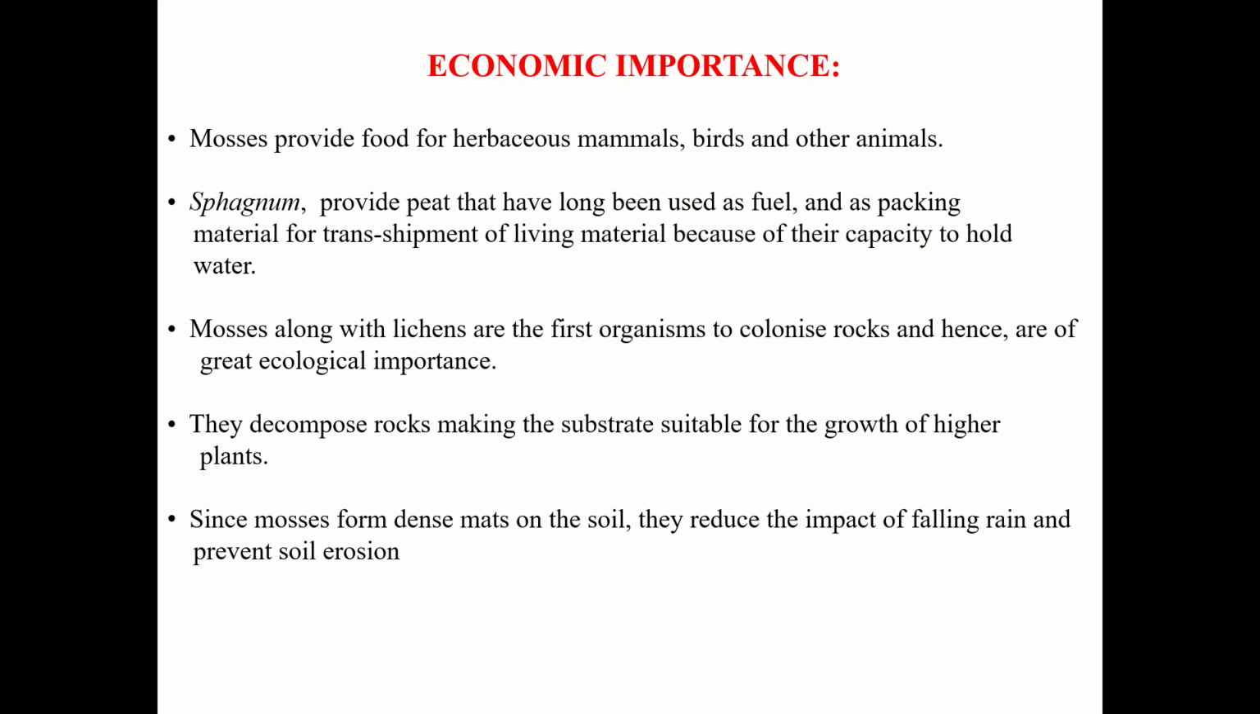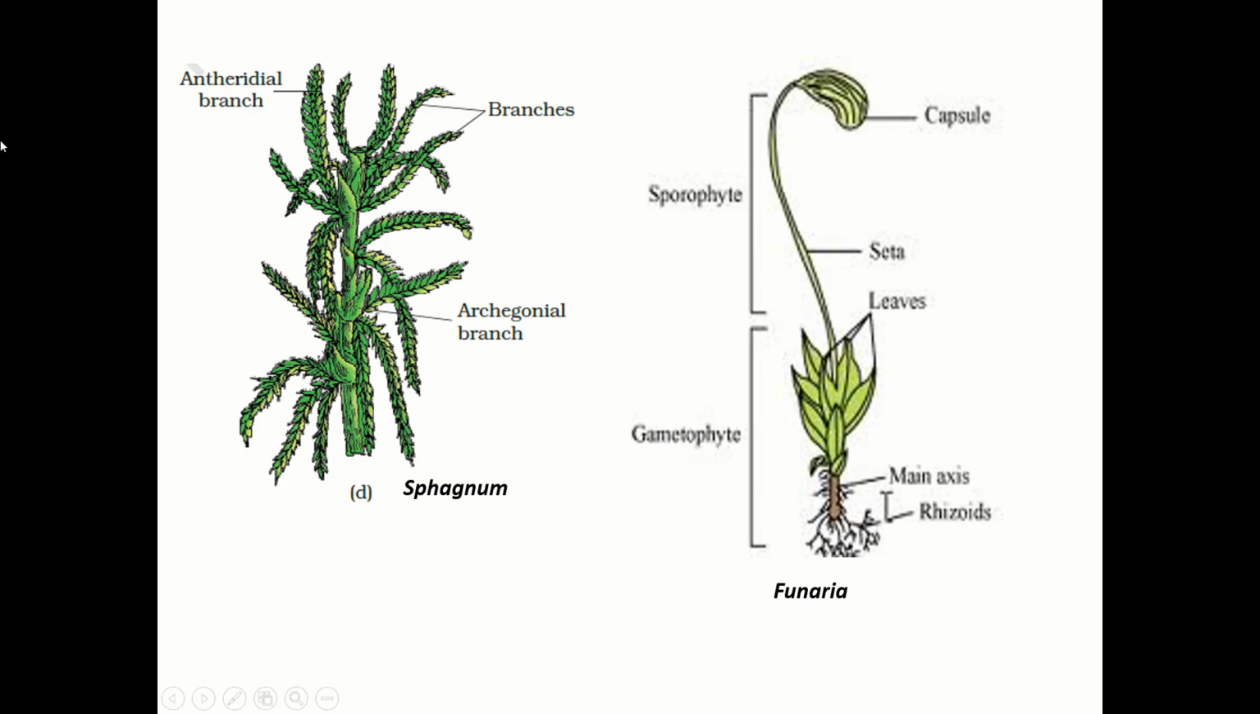Since mosses form dense mats on soil, they reduce the impact of falling rain and prevent soil erosion. You must have seen mosses fully cover the ground during the rainy season, and as a result when heavy rain falls, soil erosion does not happen.